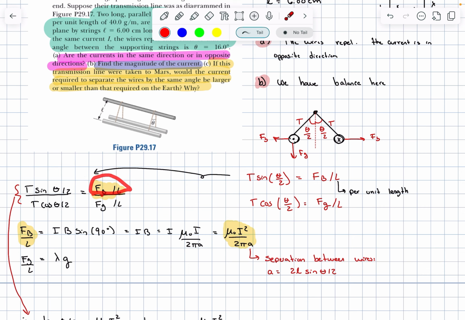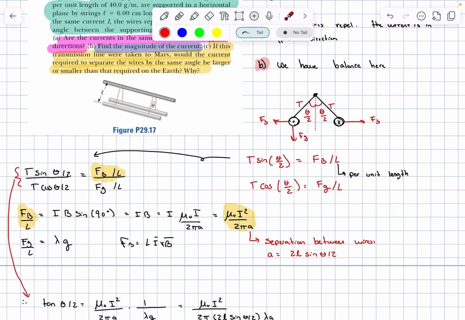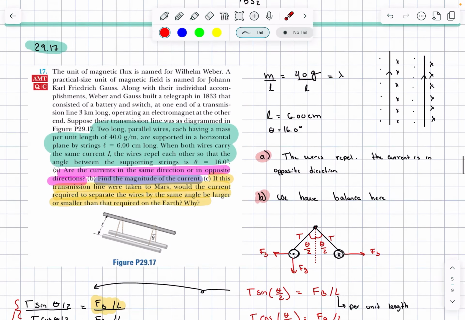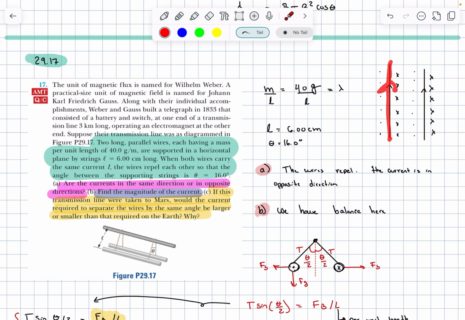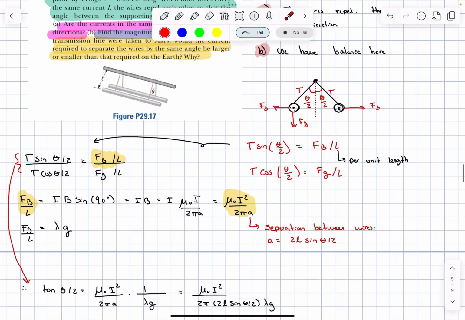Now, what is FB over L? FB, if you remember, is equal to, I'll just write it out, L times I cross B. We have divided by L, right? So the L goes away. And then we only care about the magnitude because we know the direction of the forces. So we say IB sine of the angle between them. What is the angle between the current and the magnetic field? Well, here we see that it is always 90 degrees. So this current creates a magnetic field that is tangential to it. So at 90 degrees, sine is equal to 1. So we get FB over L is equal to I times B.